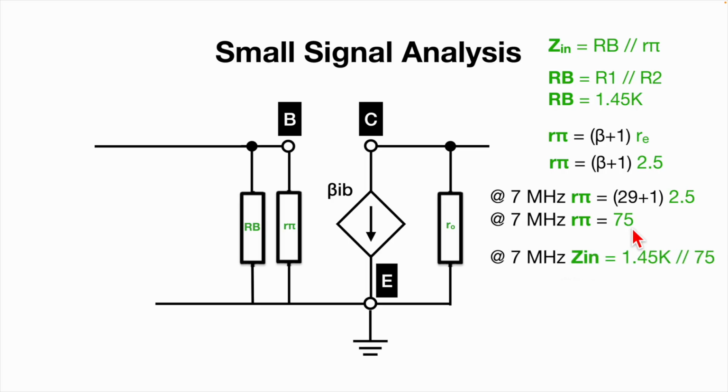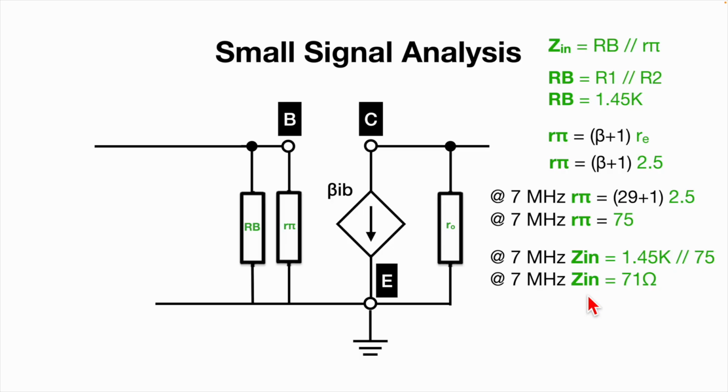Right, so that would mean that when we're calculating the input impedance, we would take that and parallel it with that. So you take your 1.45k of your voltage divider network and you parallel that with the 75 ohms of R pi, that would give us an input impedance of about 71 ohms, right?